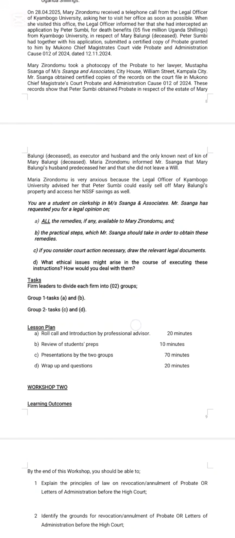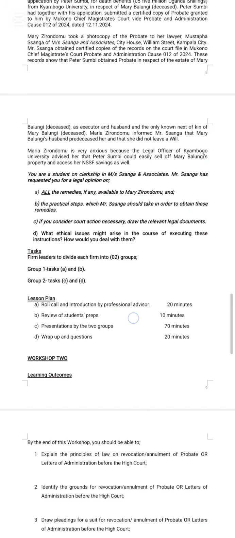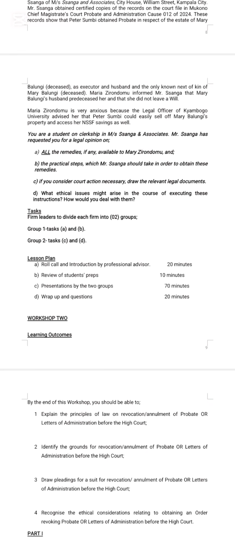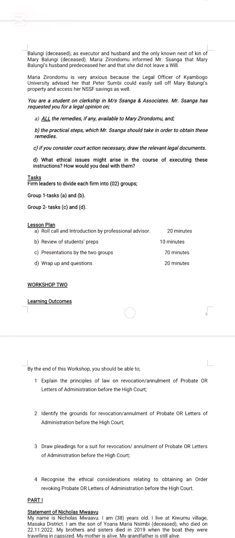These records show that Peter Nsumbi obtained probate in respect of the estate of Mary Birungi. Maria Zirondem informed Mr. Sanga that Mary Birungi's husband predeceased her. Maria Zirondem is very anxious because the legal officer of Chambogo University advised her that Peter Nsumbi could easily sell off Mary Birungi's property.